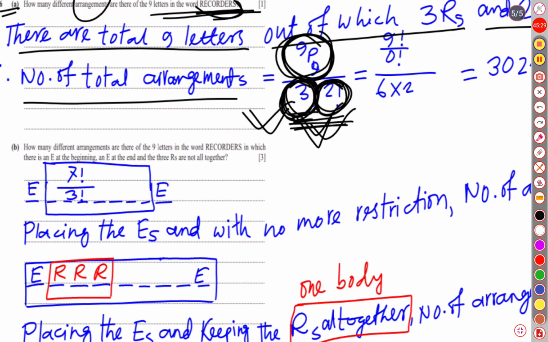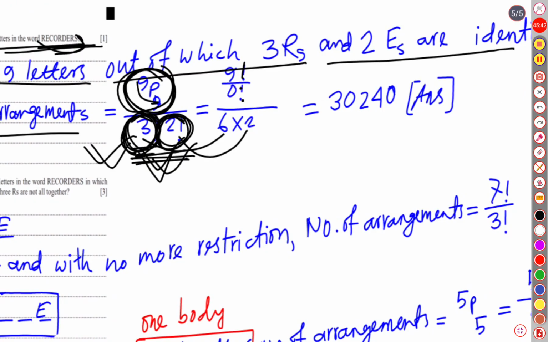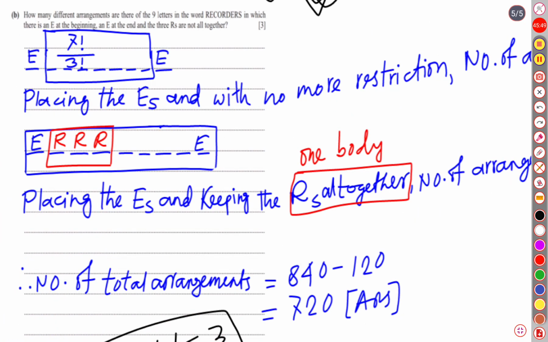So 9P9 means 9 factorial over 0 factorial, because 9 minus 9 is 0, means 9 factorial. And 3 factorial means 6, 2 factorial means 2. So if we divide 9 factorial by 6 times 2, I mean 12, we will get 30,240 arrangements. Let's see the next question.